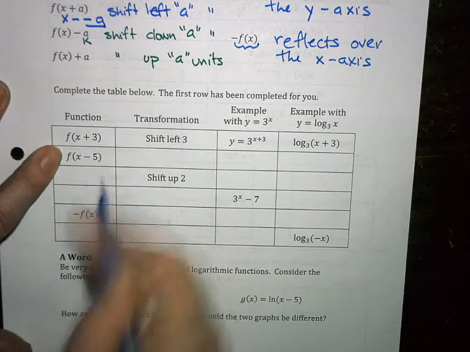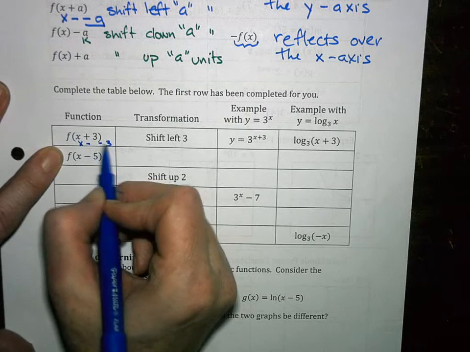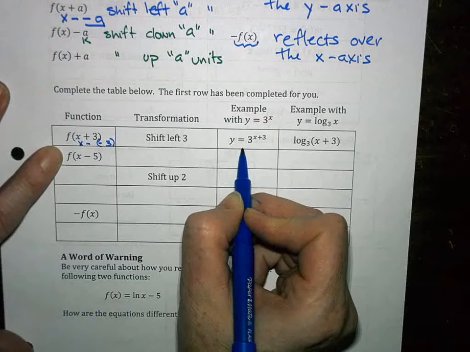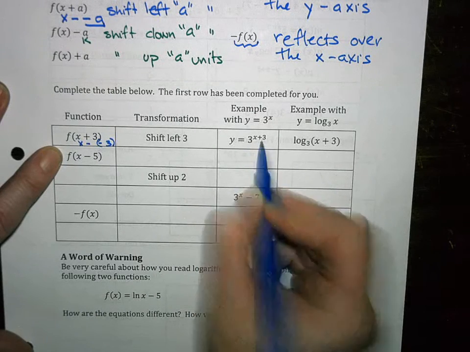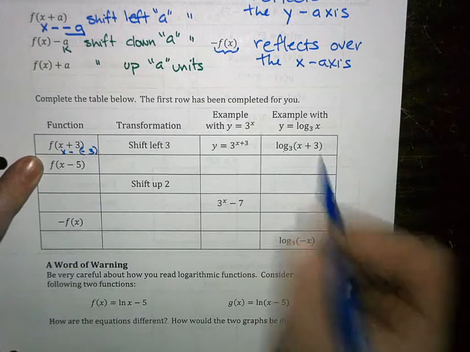This is all completed. This is really x minus negative 3, right? So what's happening? We're shifting left 3. What does it look like in an exponent? 3 to the x minus h. And what does it look like as a log? Log base 3 of x minus h.